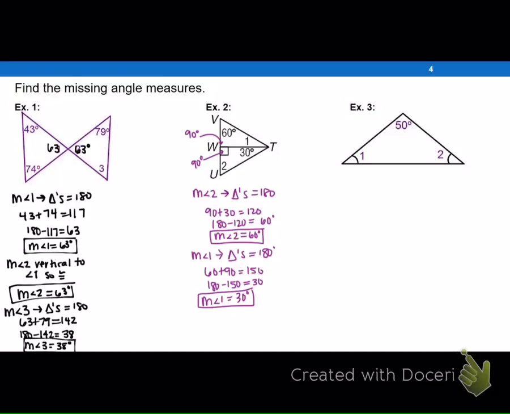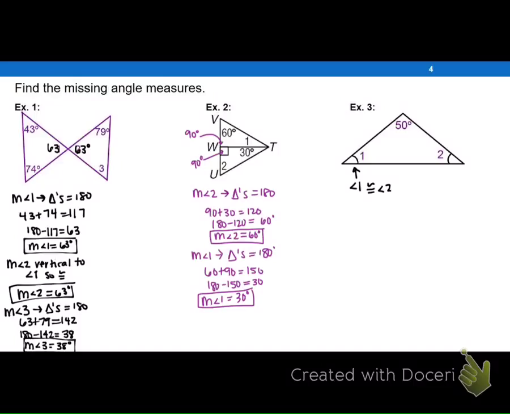What do those little loops in angle 1 and angle 2 mean? Those two are congruent, which means they are the same. So how could you find the measure of angle 1 and the measure of angle 2?